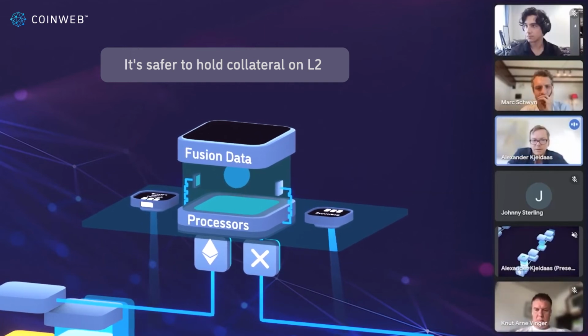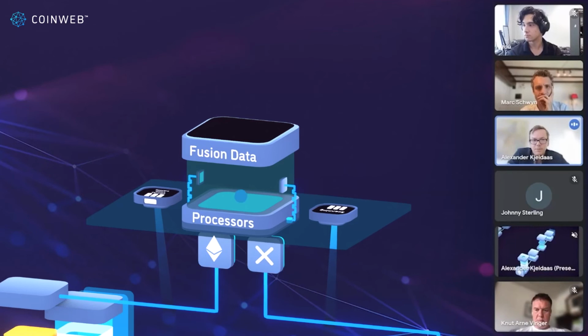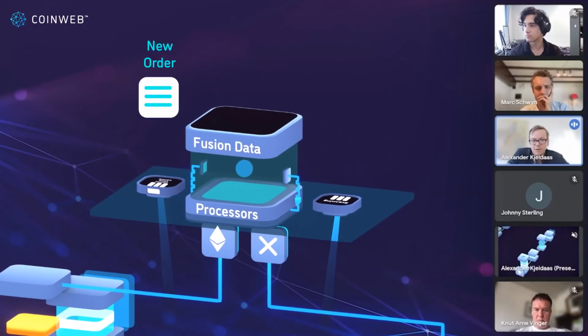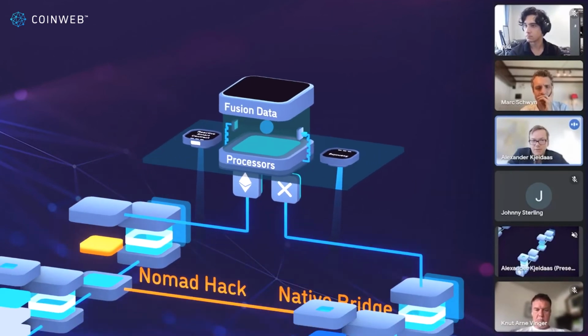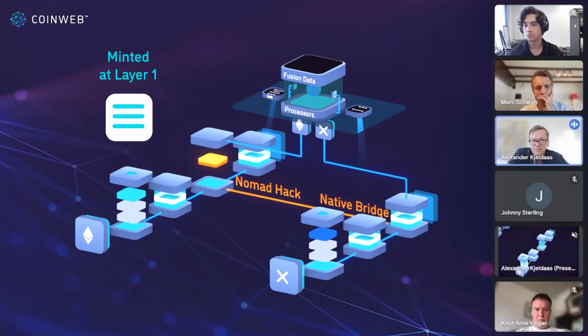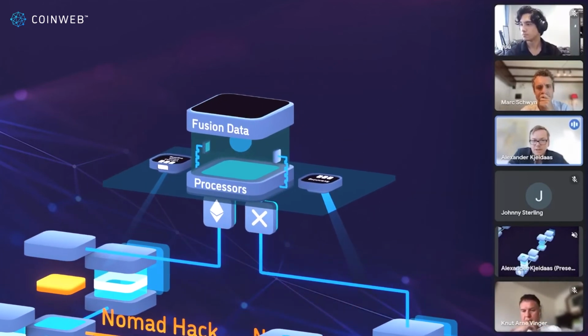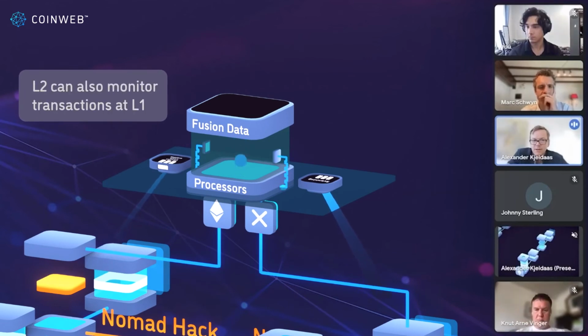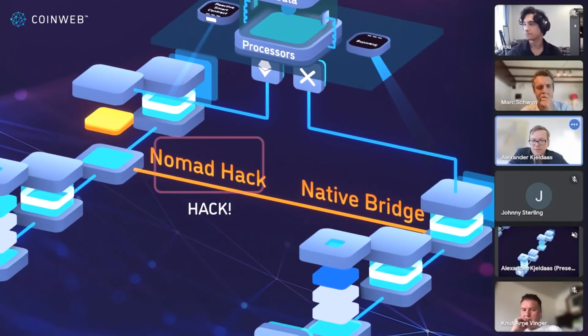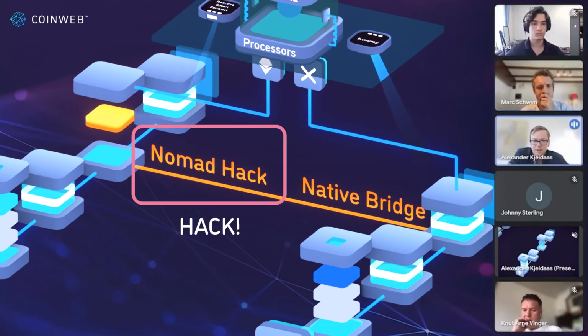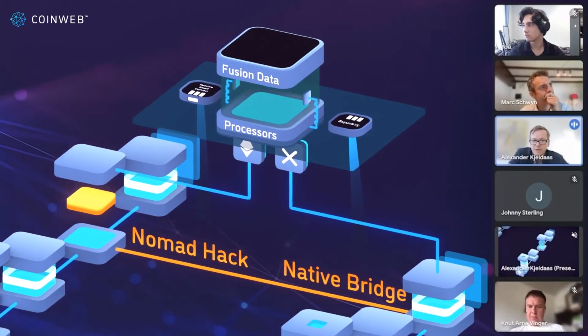Let's say we create a token at layer two and we put a bunch of tokens into a smart contract at layer two. And then when they're put into that smart contract, they are minted at layer one. Layer two can also monitor the transactions at layer one and decide whether layer one is fraudulent or not. And let's say that bridge is then hacked.